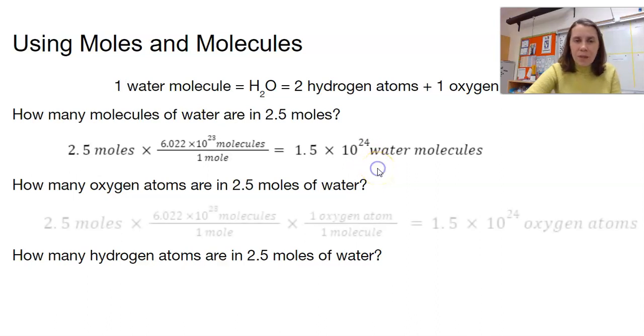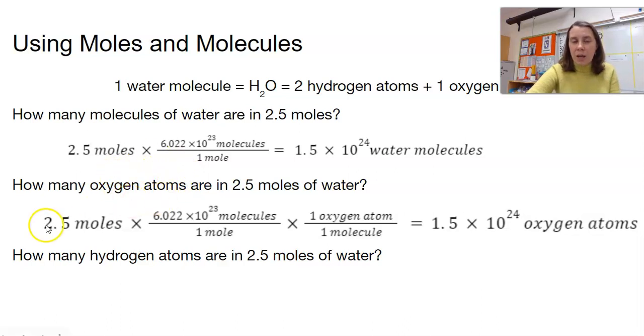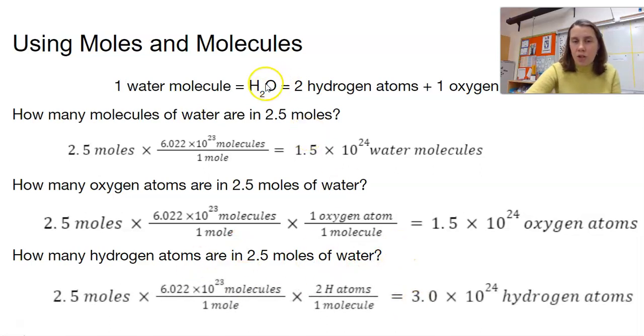If we want to know about how many oxygen atoms, the first part is the same. But then we look at our formula and see, we have 1 oxygen atom in every molecule. And so we'll get that same number because each molecule has 1 oxygen. Whereas if we do the same thing for hydrogen, you'll see that we have 2 hydrogens in every molecule, and so we'll have a 2 here at the end. That's our ratio, 1 molecule equals 2 hydrogen atoms, and so that will give us 3 times 10 to the 24th hydrogen atoms.